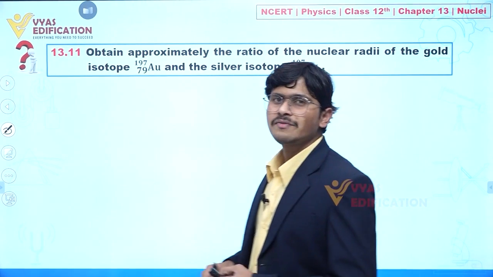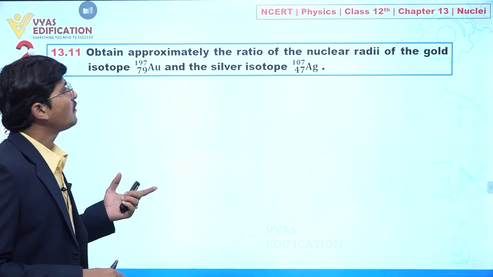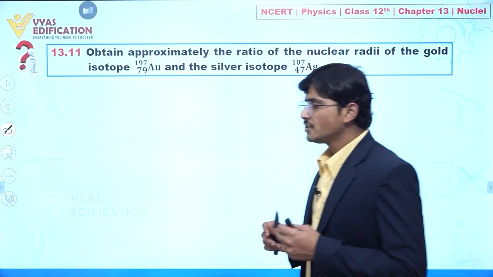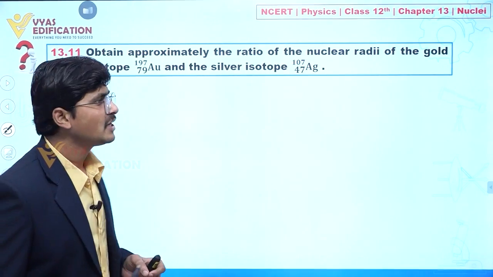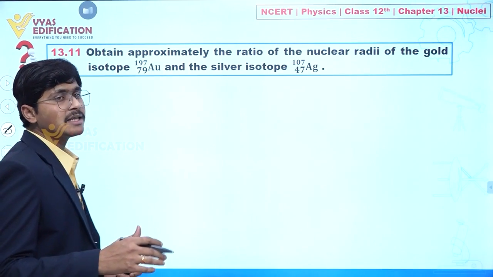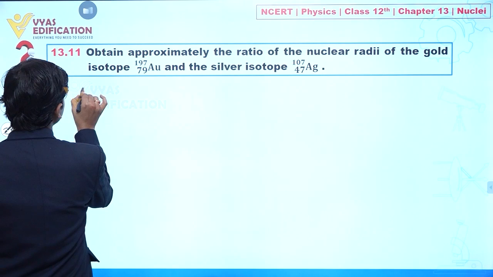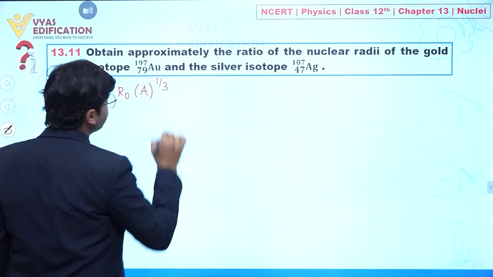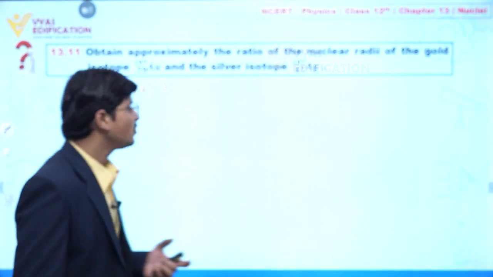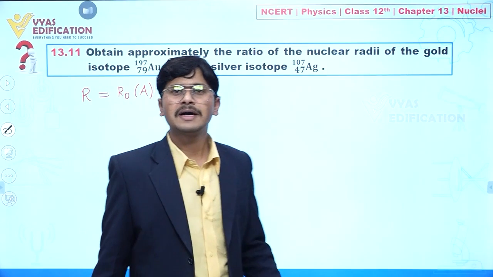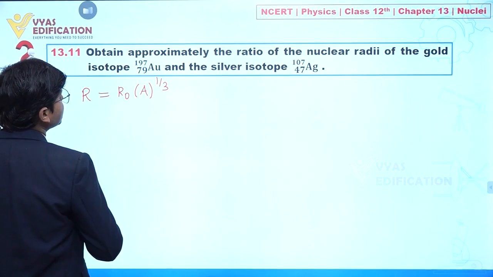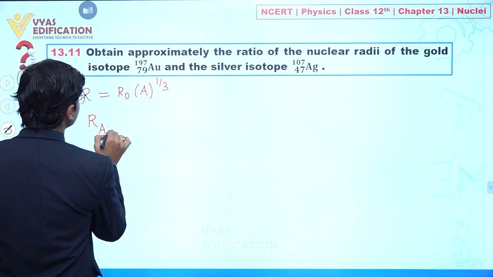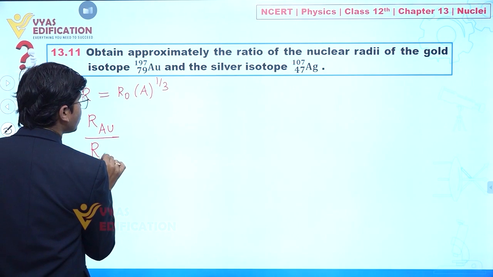In this question we have to find the ratio of the nuclear radius of a gold isotope and a silver isotope. Dear students, you know one relation between the radius and the mass number, and that relation is given by R equal to R naught A to the power 1 by 3. Clear? So now you can see, we are talking about the radius of gold and the corresponding radius for silver.